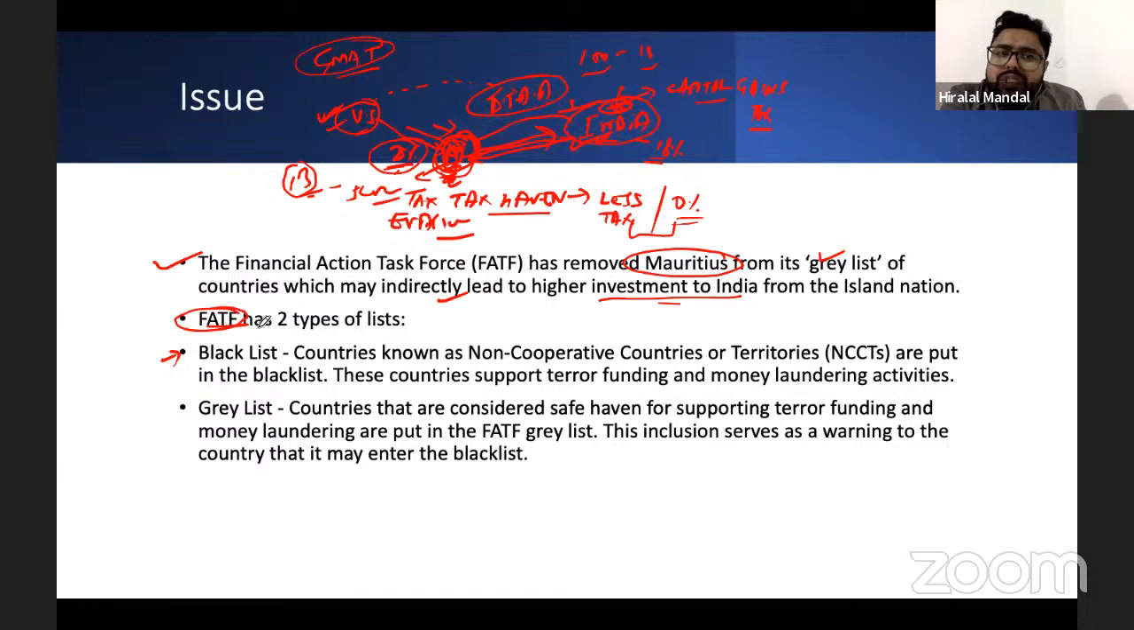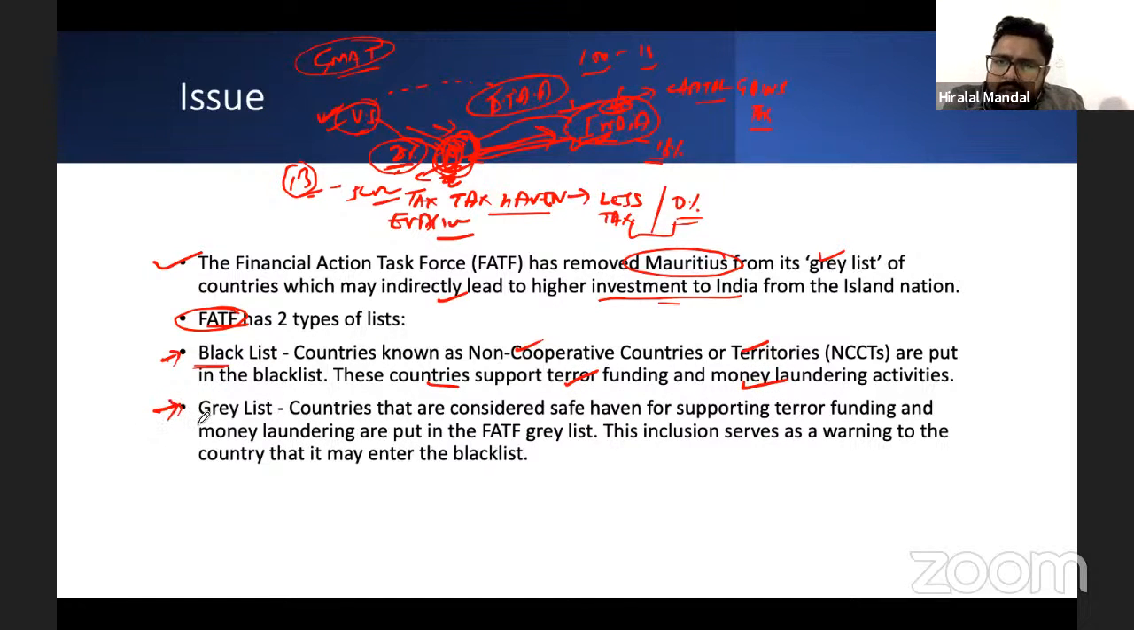So the Financial Action Task Force has two types of list. One is a blacklist and the second is a gray list. If a country is in the blacklist, it means those countries which are promoting terrorist activities, which are non-cooperative countries, are brought under the blacklist. It means that those countries will not be able to do finance with other countries. So funds will be choked in these countries. Especially those countries which support terror funding and money laundering activities are brought under the blacklist.